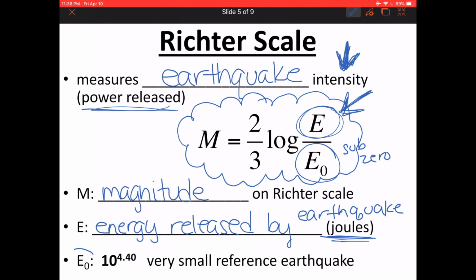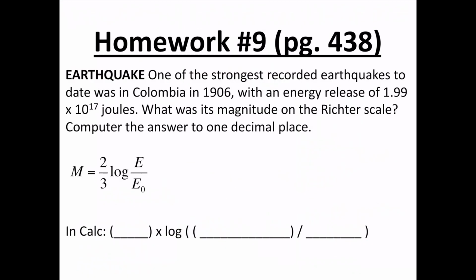And then E sub 0 is always going to be the value 10 to the power of 4.40. And just like with sound, we had a very small sound, a very quiet sound. Here we have a very small earthquake. So that's going to be our very small reference earthquake that we always plug in for E sub 0. All right, let's do our first example.